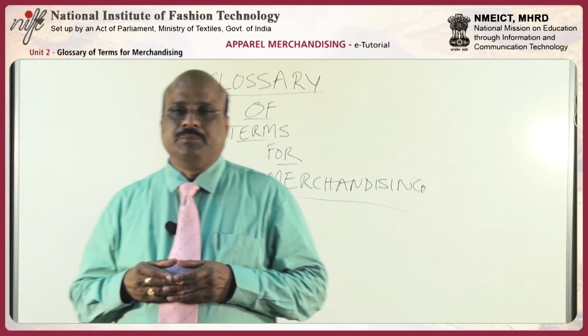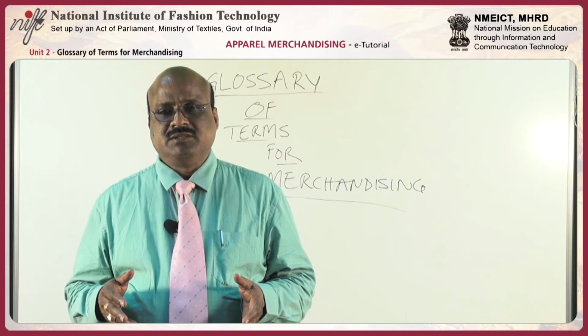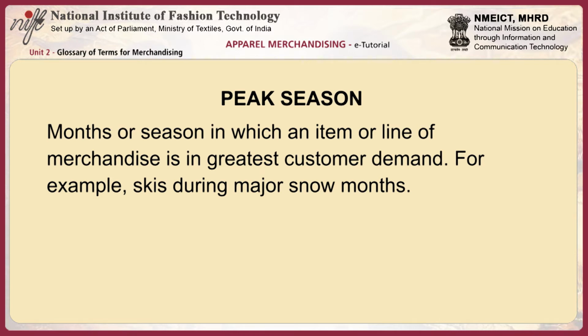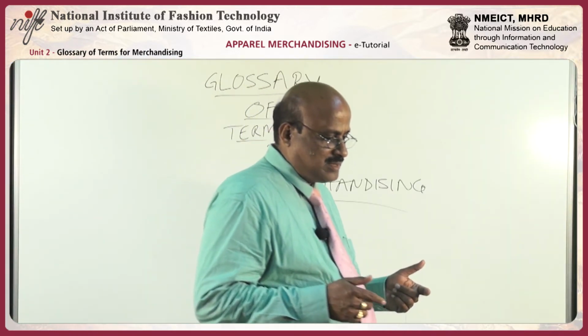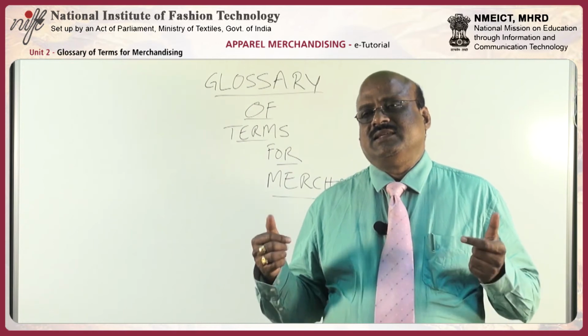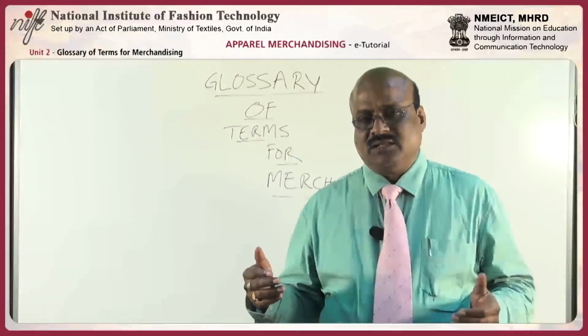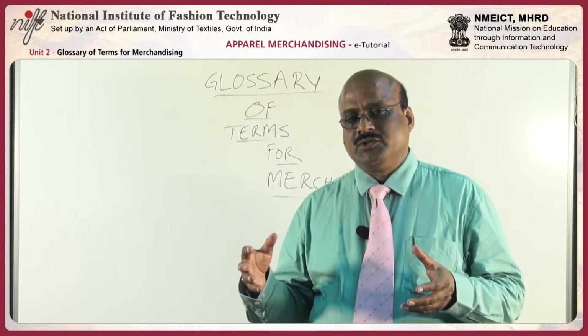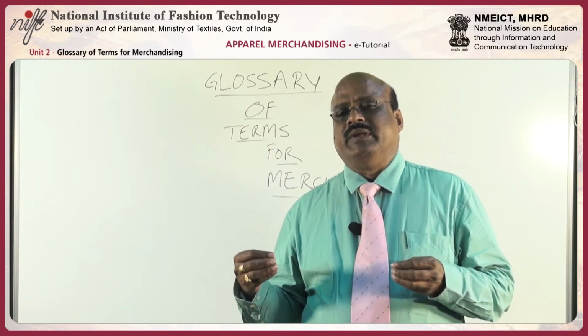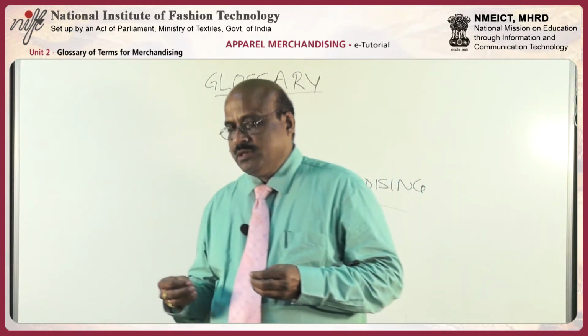The next term is peak season. So, what is the meaning of peak season? Months or season time in which an item or a line of merchandise is in greatest customer demand. For example, skis during major snow months. In major snow months, skis will be sold more. So, peak season is a time or a month in a season in which a particular item or a line of goods will be sold at the greatest level, or will be in the greatest customer demand. That is called peak season.